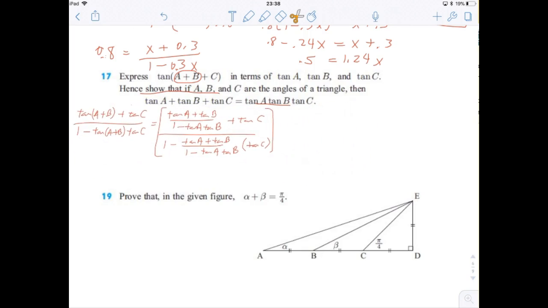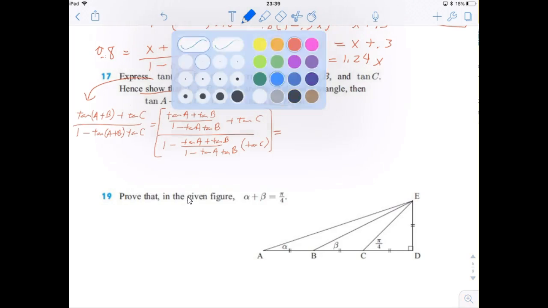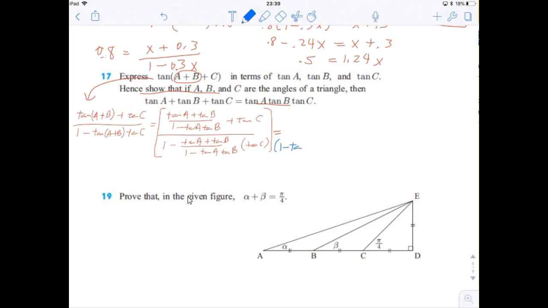So I'm going to make this smaller because I'm going to need some space. Okay, so this whole thing that I just found is equal to the tangent of A plus B plus C. Okay, now let's try to simplify this last expression here. What I'm going to do is multiply both the top and the bottom by 1 minus tangent A tangent B, because if I do that, then I should be able to have an expression with fewer fractions in it, right? So I'm going to multiply the top and the bottom by this expression.